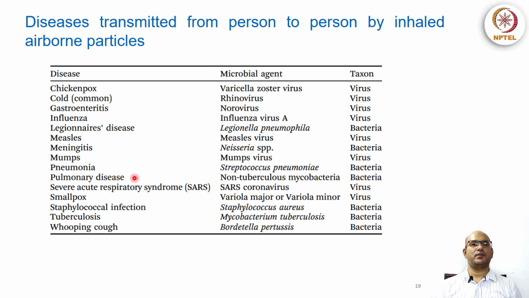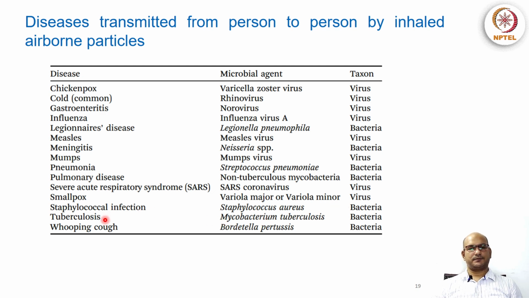Then we have the pulmonary disease, which is transmitted through the non-tuberculosis mycobacteria. So bacteria. Then we have the severe acute respiratory syndrome SARS, which is basically transmitted through the SARS coronavirus. So the taxon is virus. The next is smallpox, transmitted through the variola major or variola minor, and the taxon is the virus. Then we have staphylococcal infection, transmitted through the agent Staphylococcus aureus, and this is the bacteria.